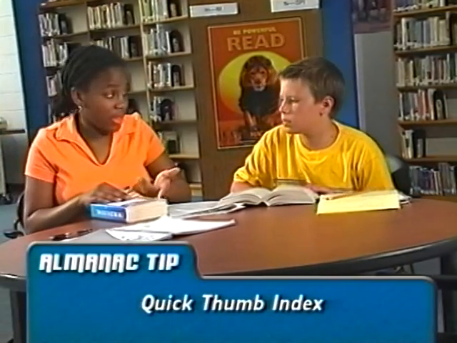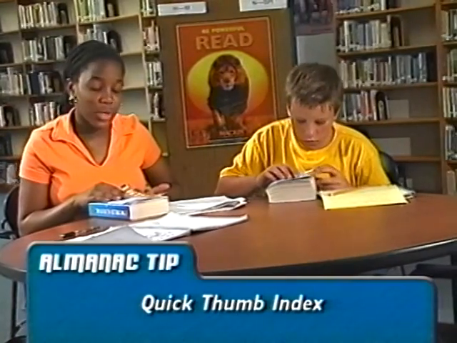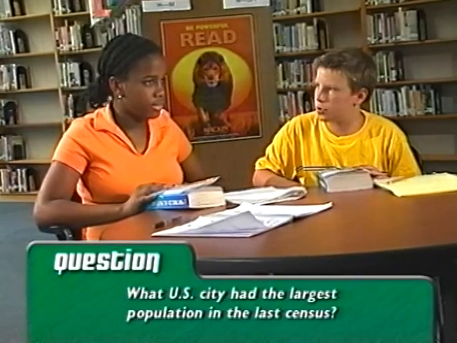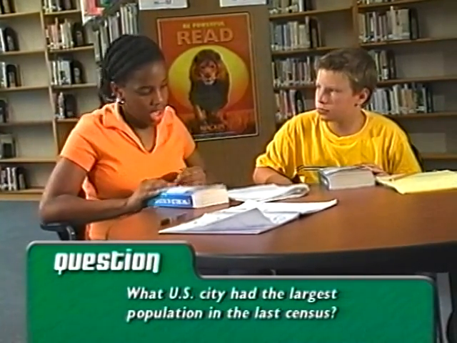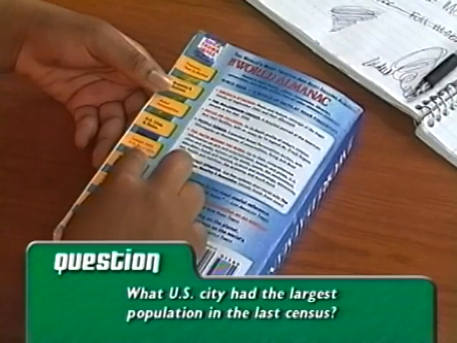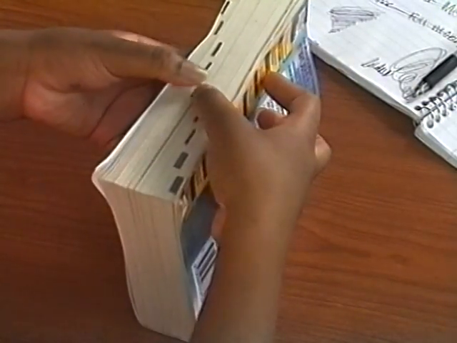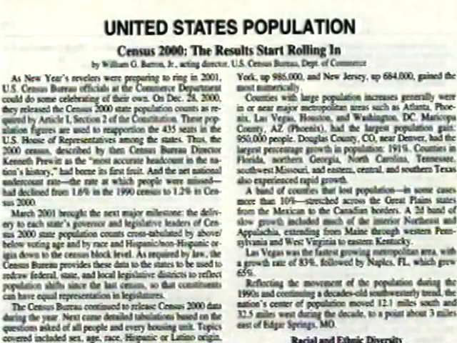You know, there are other ways to look up facts besides the general index. Yeah, I know. For one thing, there's a quick thumb index on the back cover. That's one way to find broad categories of information. Like if I asked you, what U.S. city had the largest population in the last census? I would just go to the tab, U.S. population, follow over to the black marks on the side, and open it up to those pages. And here we are, United States population.